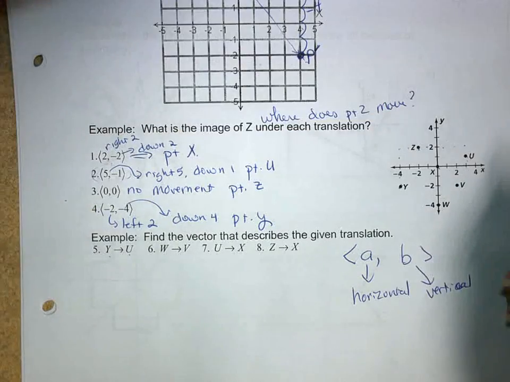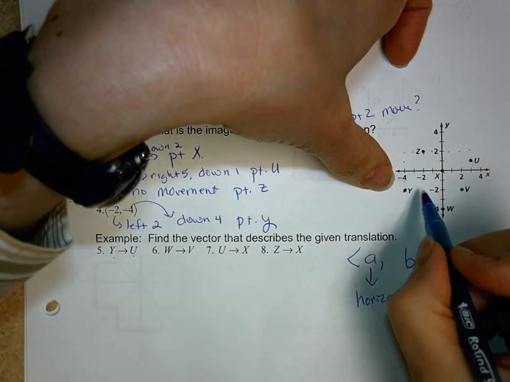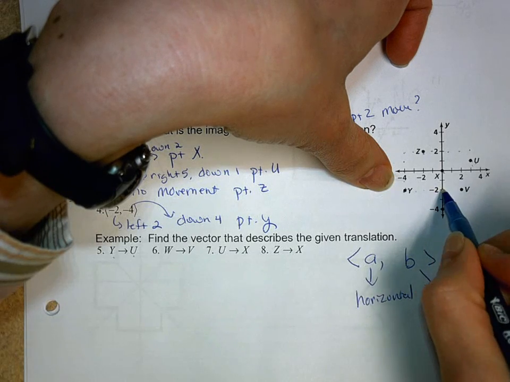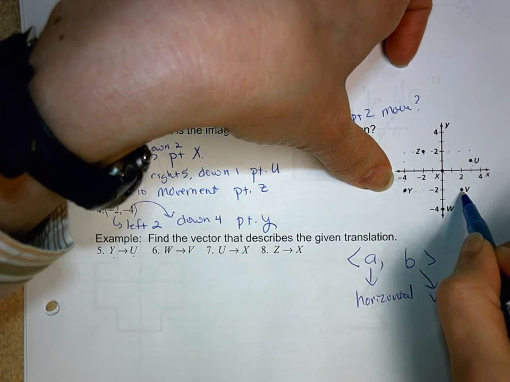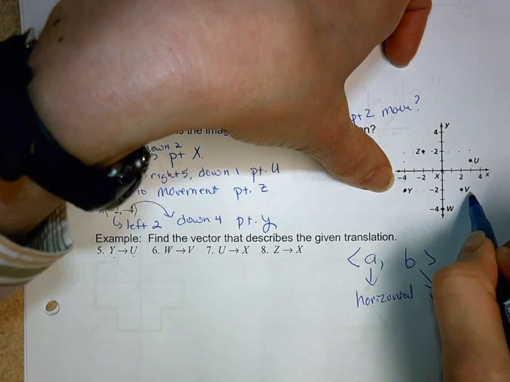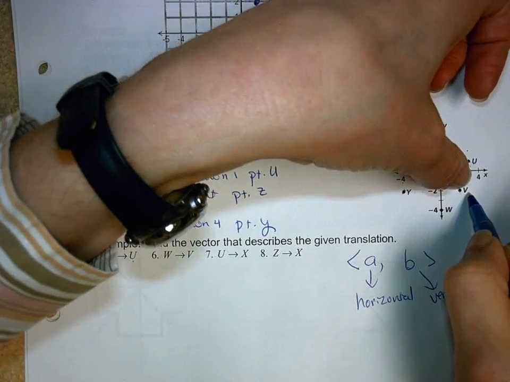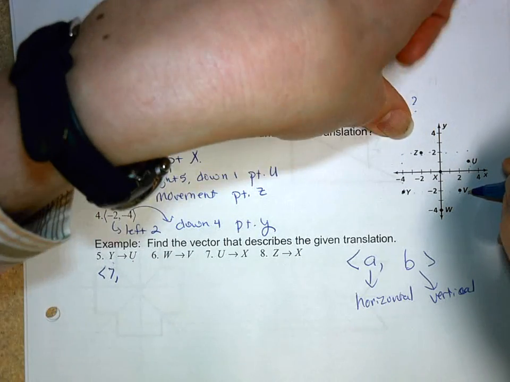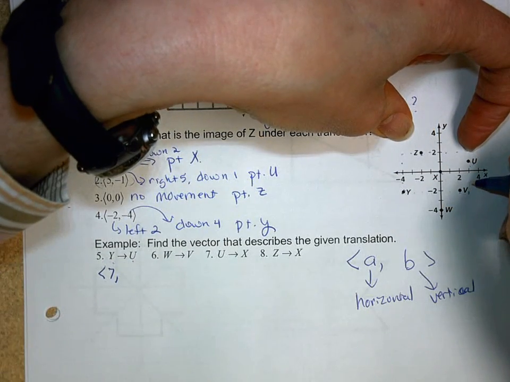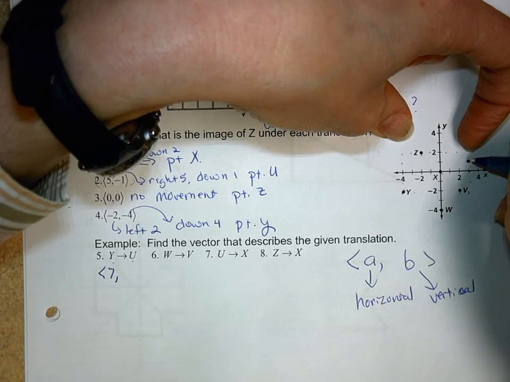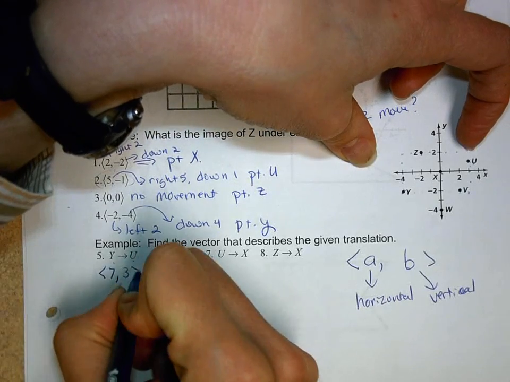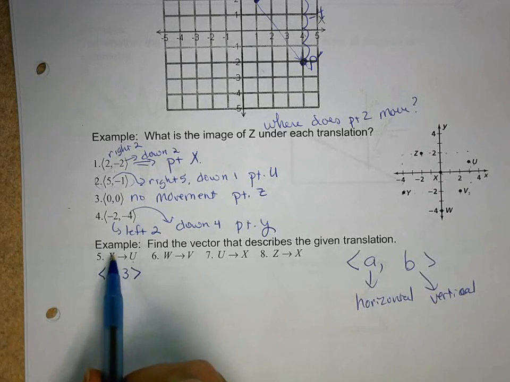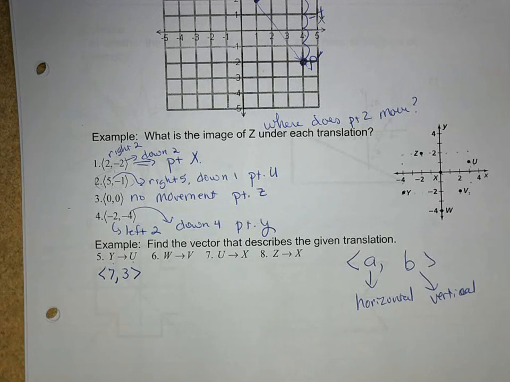So first you always do your horizontal change. If I do that, I got to go 1, 2, 3, 4, 5, 6, 7. So I go horizontally 7. But then do I go up or down? To get to U, I have to go up. So then I go 1, 2, 3. That's my vector. The arrows just tell me which way I'm going.